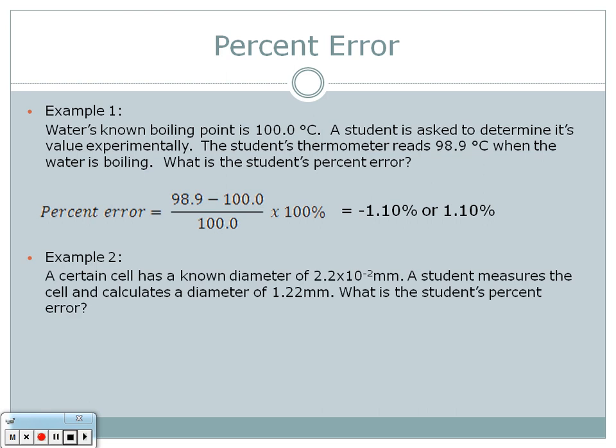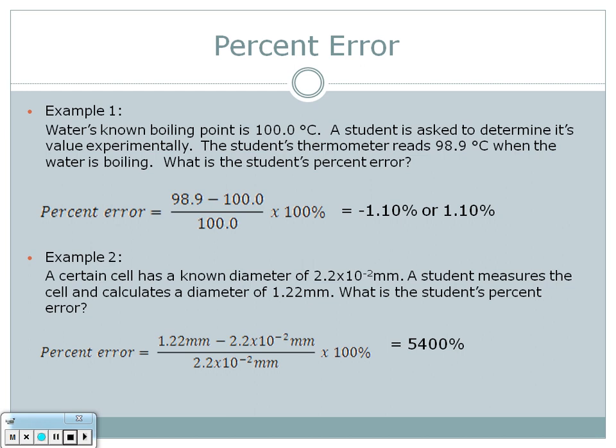Here's another example. A certain cell has a diameter of 2.2 times 10 to the negative 2 millimeters. A student measures the cell and calculates a diameter of 1.22 millimeters, which is clearly very off. What is the student's percent error? Go ahead, pause the video, calculate that out. So you should have set up your equation like this, and then your answer should have been 5,400% off. And again, it's positive because you were larger than the actual.